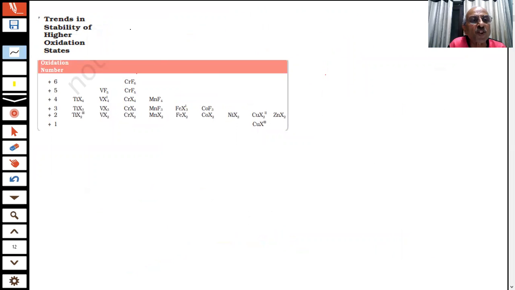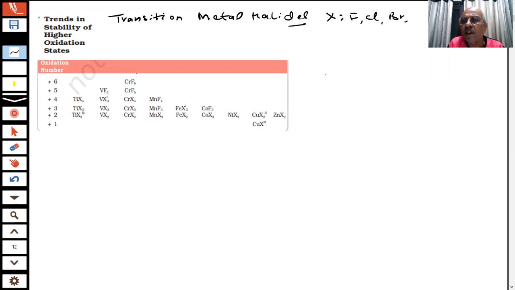And now we are coming to trends in the stability of the higher oxidation state. Student, what are these compounds in the table I have given? This table is not taken from a book particularly, because whatever table is given is based on the facts and whatever trends they have seen in the stability of higher oxidation states. These are transition metal halides. What is X? X is F, Cl, Br or I. Then you can see that the oxidation states I have shown are plus 6, plus 5, plus 4, plus 3, plus 2. And I have not shown plus 7 oxidation state in the halides.